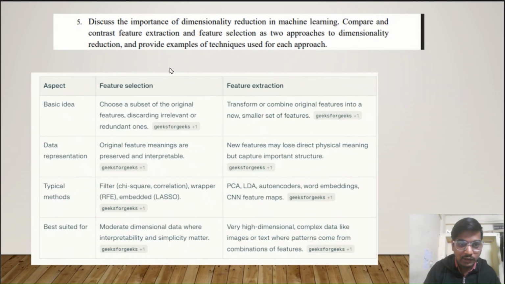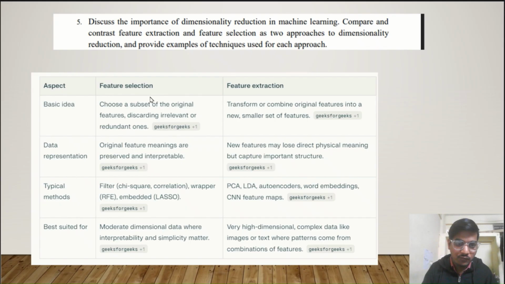Now, let's get a better understanding of feature selection and feature extraction. The basic idea of feature selection is to choose a subset of the original features and disregard the irrelevant or redundant ones. Whereas the basic idea of feature extraction is to transform or combine the original features into a new smaller set of features. In feature selection, the original feature meanings are preserved and interpretable. While in feature extraction, the new features may lose direct physical meaning but capture important structure.